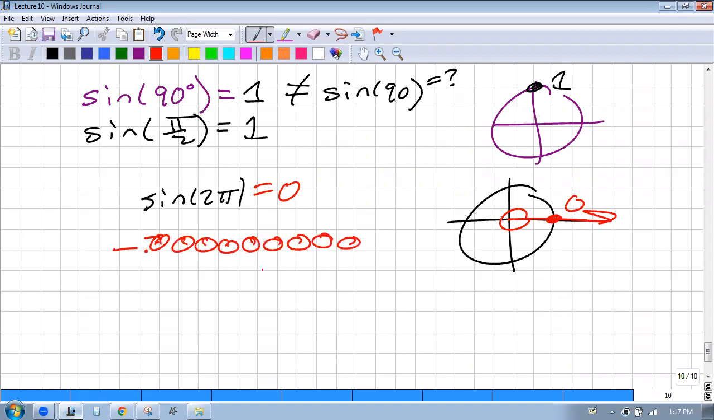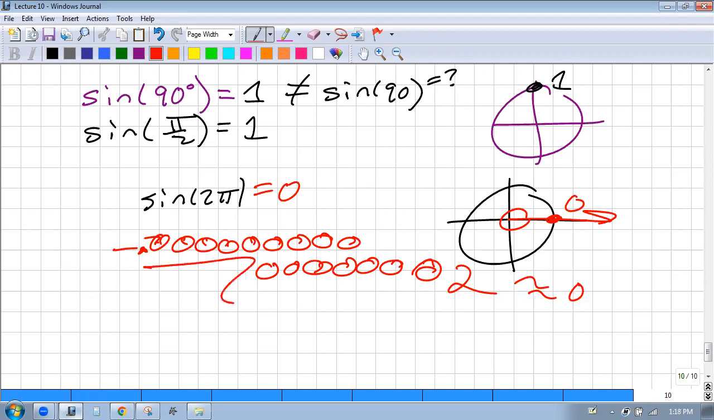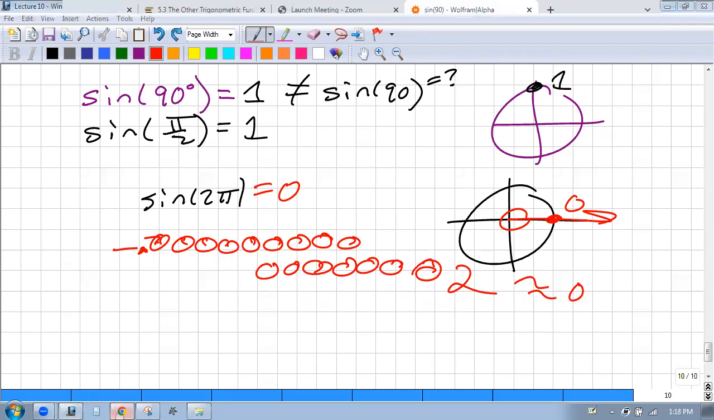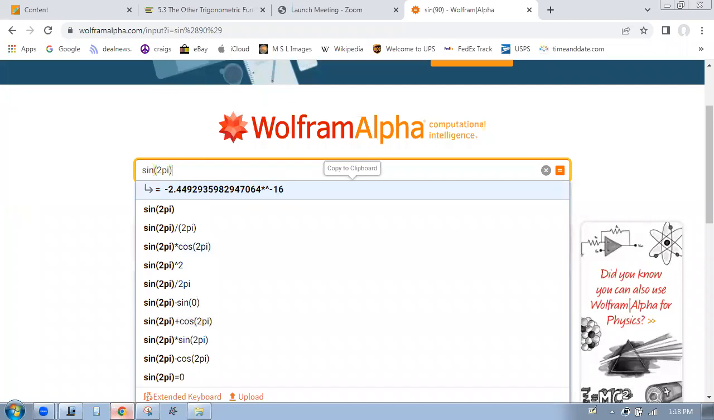0.0000000 with 16 zeros and a 2. That's not 0, right? That's stupid, right? But 0.0000002, that's pretty close to 0, right? This is why you want to use the unit circle and evaluate these trig functions exactly, because computers do goofy stuff like this. For all practical purposes, this is the number 0, but if you type that in and you get this, you're like, oh, and you just write that down, right?